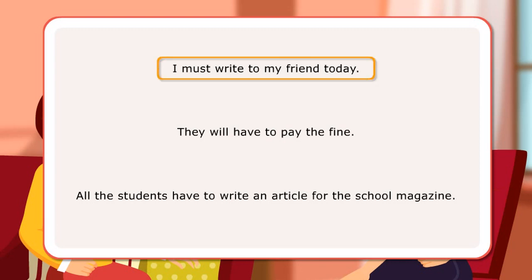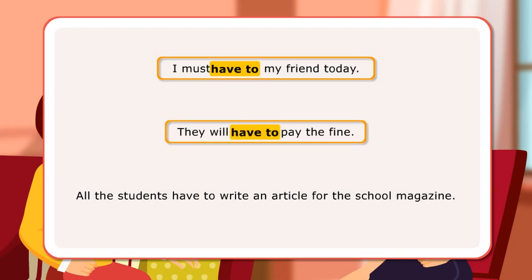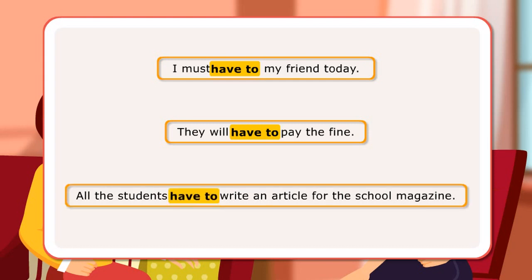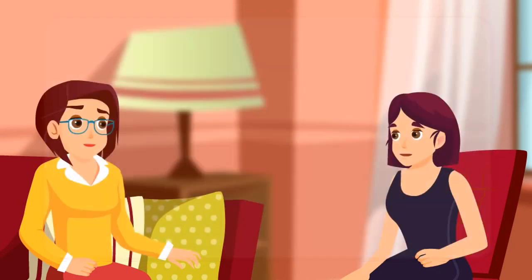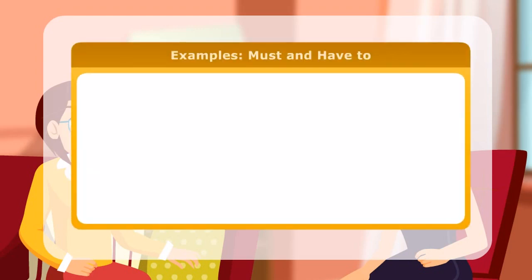In the first sentence, must has been used for personal obligation. In the next sentence, have to has been used to show impersonal obligation and necessity, along with the implication of a rule. In the next sentence, have to has been used to show impersonal duty and obligation, with implications of a rule to be followed. Here are a few more examples of use of must and have to in sentences.